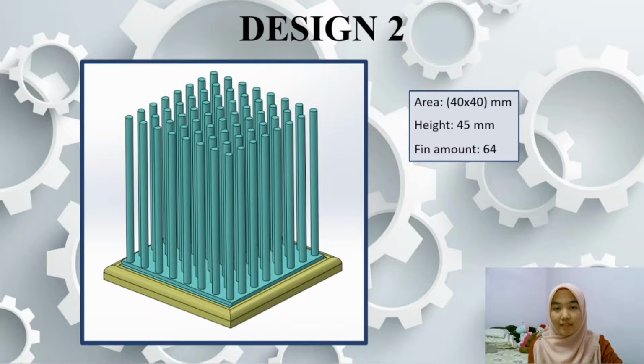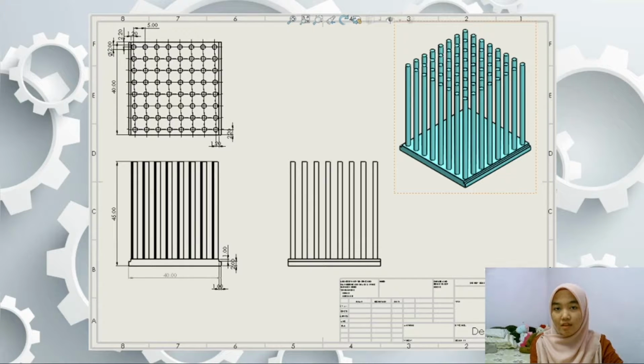So next is design 2, where the area and height are still the same as design 1, which is 40 times 40 millimeter and 45 millimeter. But in design 2, we reduce the fin amount, which is only 64. This is the detailed dimension about design 2.